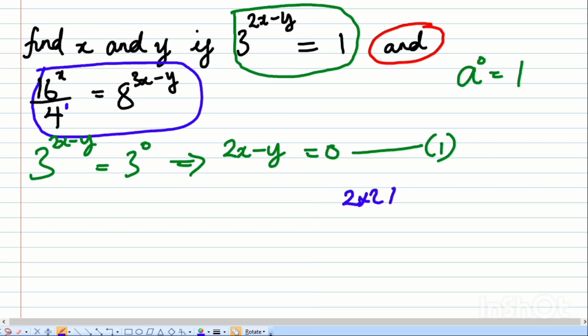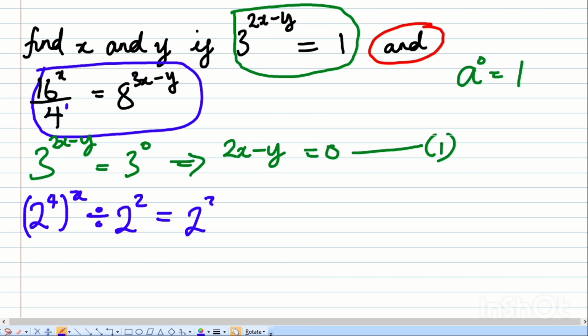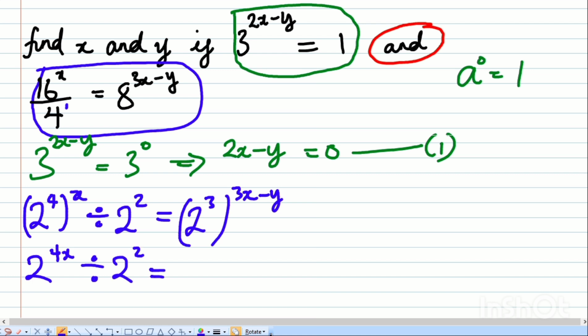16 is 2 times 2, 4; 4 times 2, 8; 8 times 2, 16. So 16 is 2 raised to power 4, and I'm going to replace it with that. So I write 2 raised to the power 4, then raised to the power x, divided by 4, which is 2 raised to the power 2. That will be equal to 8, which is 2 raised to the power 3, then raised to the power 3x minus y. Let's simplify. This is 2 raised to the power 4x, by the power law, divided by 2 raised to the power 2.